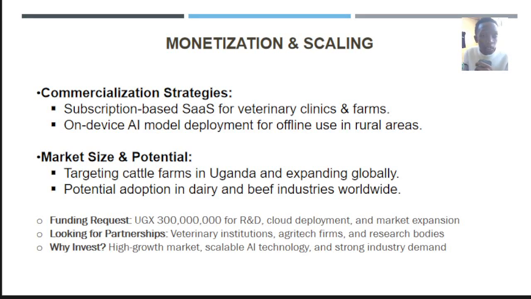Also, the market size and potential. We are targeting basically the cattle farms in Uganda and expanding globally, with potential adoption in the dairy and beef industry worldwide.